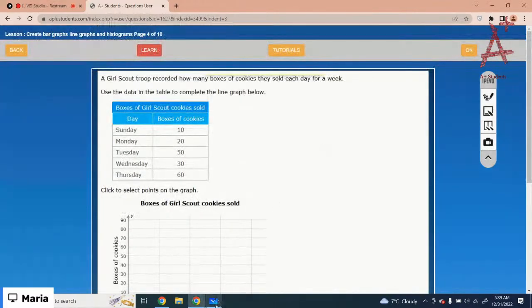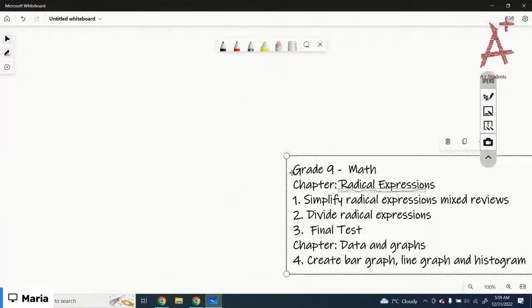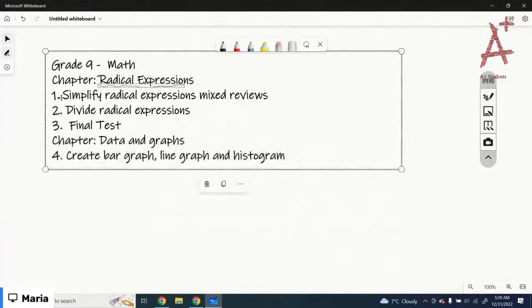So here is the list of the lessons we have done today. We're working on grade 9 maths. We have done with the chapter radical expressions. The lessons we've covered are simplify radical expressions, mixed review, then we did divide radical expressions, then we did the final test for the chapter. We have started a new chapter that is data and graphs. And the lesson we just covered is create bar graphs, line graphs, and histograms.